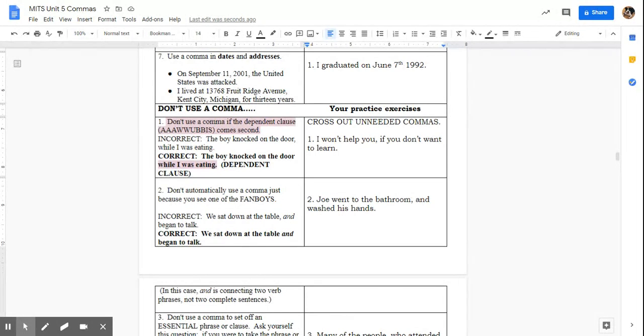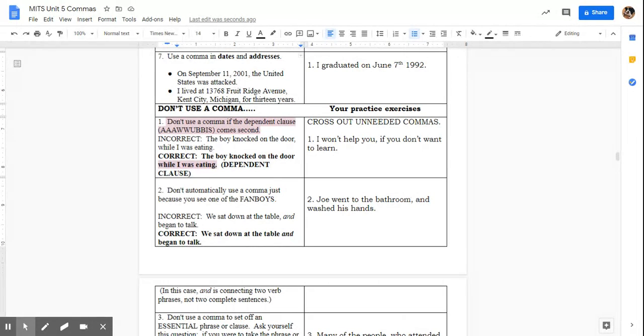Number 7, use a comma in dates and addresses. Okay, so on September 11th, 2001, there's a comma here because not only the date, but this is a prepositional phrase. The United States was attacked. We also have, with an address, I lived at 13768 Fruit Ridge Avenue, Kent City, Michigan, for 13 years. Make note that each part of the address has a comma after it.